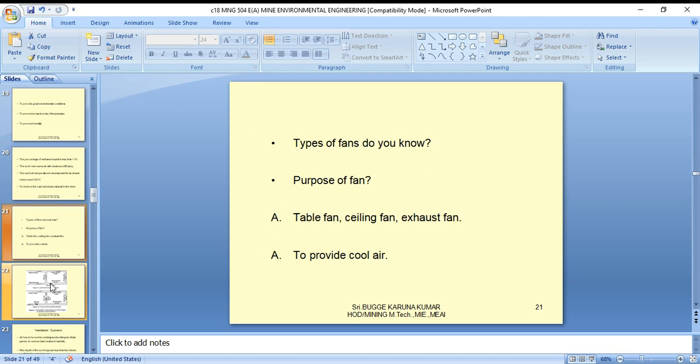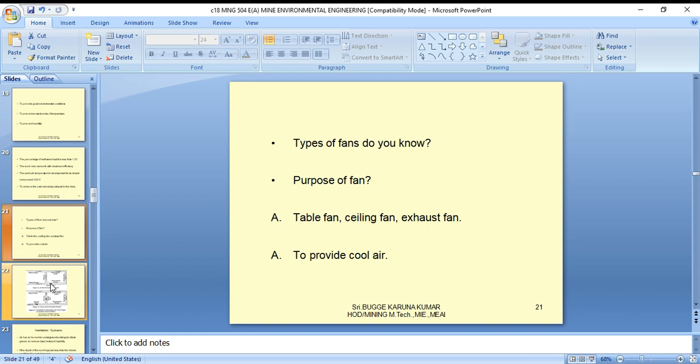So what types of fans do you know, and what is the purpose of a fan? Generally in our homes, you observe ceiling fans and table fans, and in the kitchen, exhaust fans. For cooling purposes, coolers and also AC are used. These are the general phenomena in the daily life of humans living on the surface.